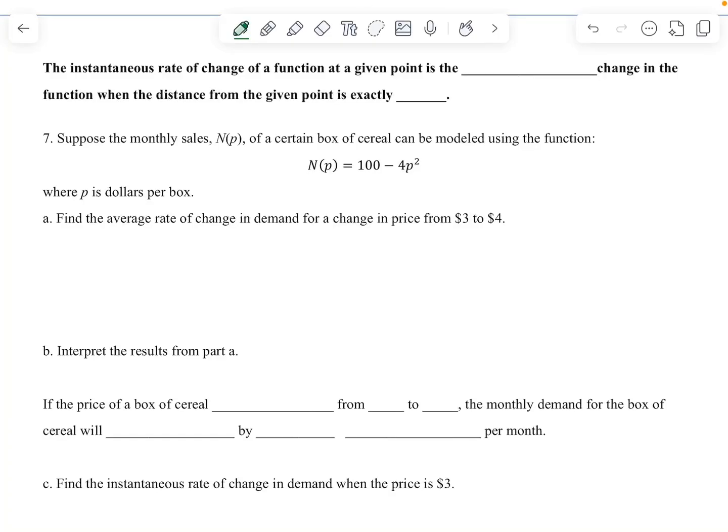Hello class, in this video I'll be showing you an application of average rate of change and instantaneous rate of change. Let's begin.